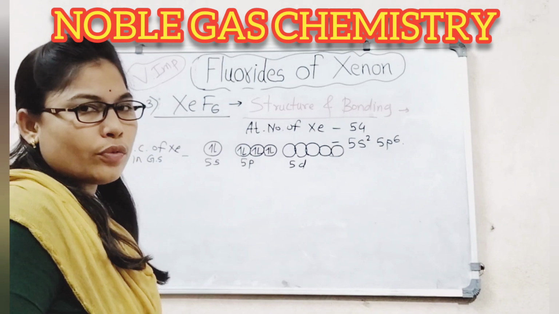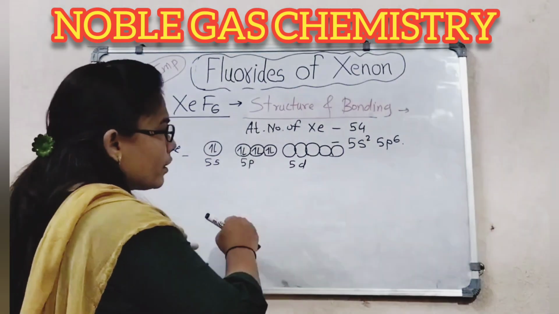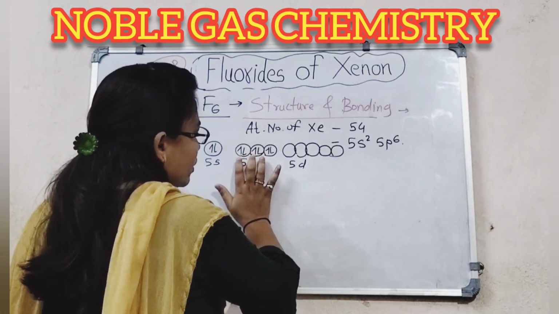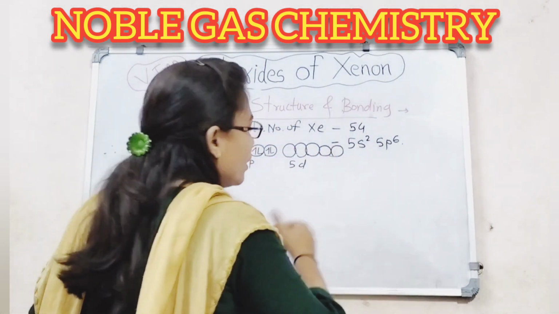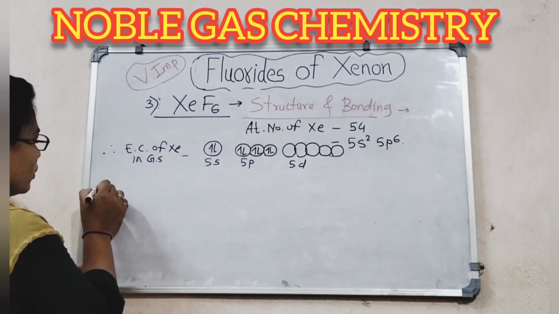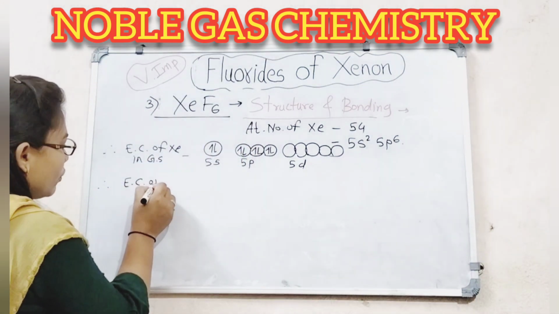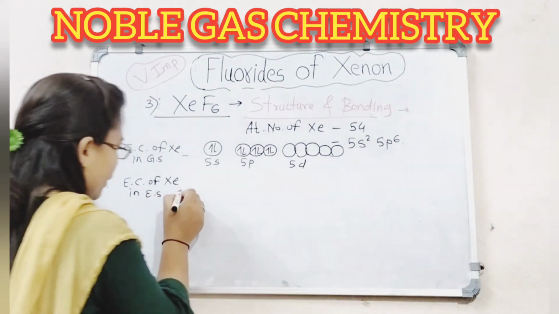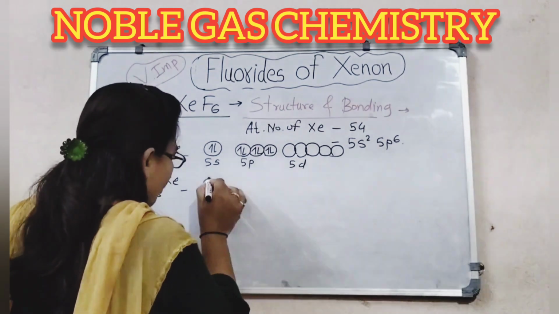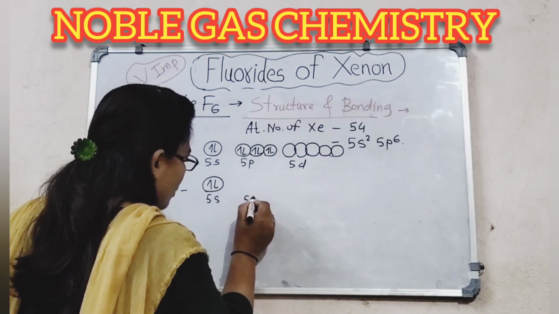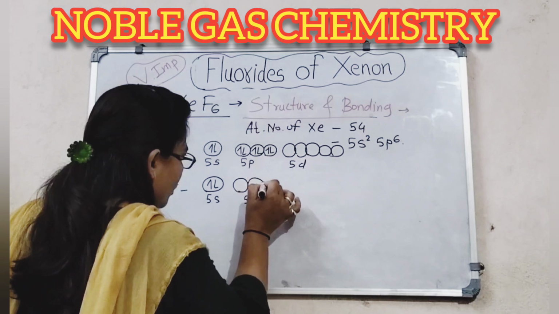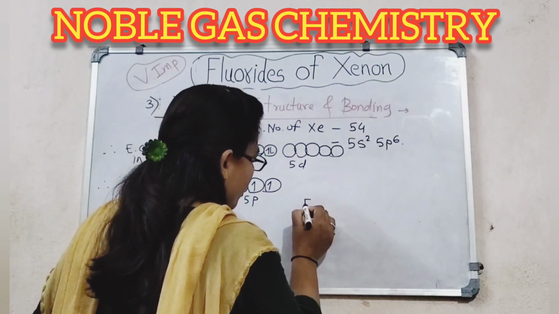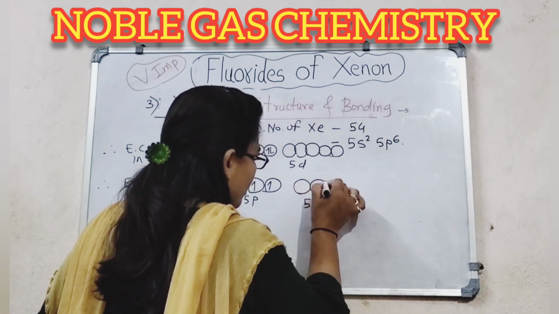When excitation of electrons takes place from the ground state to a higher energy level, then 3 electrons are shifted to the next higher energy level. Therefore, the electronic configuration of xenon in the excited state is 5s2, 5p3 and 5d3.